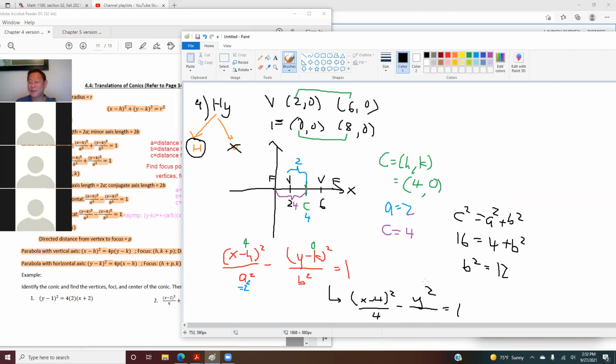This is what a lot of students do on my test. It should be over what? 12. Don't forget, this is B squared, not B. So this is what Calvin says is the mistake the majority of students make. They square that to get 144, and that will be wrong.